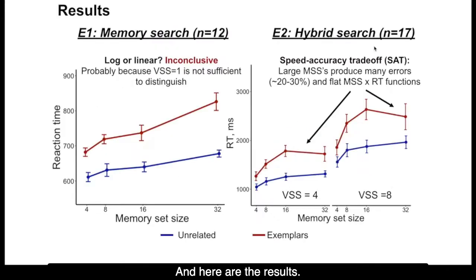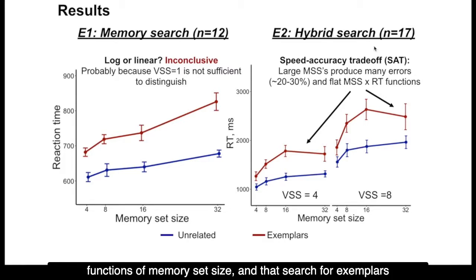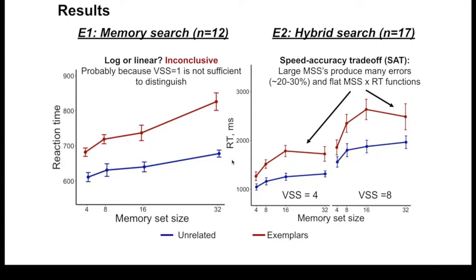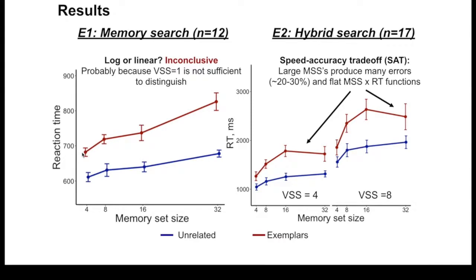And here are the results. What we can see in both experiments is that RTs are incremental functions of memory set size and that search for exemplars was always slower than the search for unrelated objects. Both findings make sense. But we are inconclusive regarding the log or linear shape of these functions.